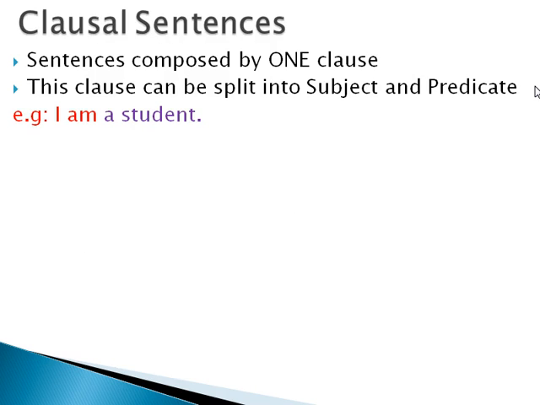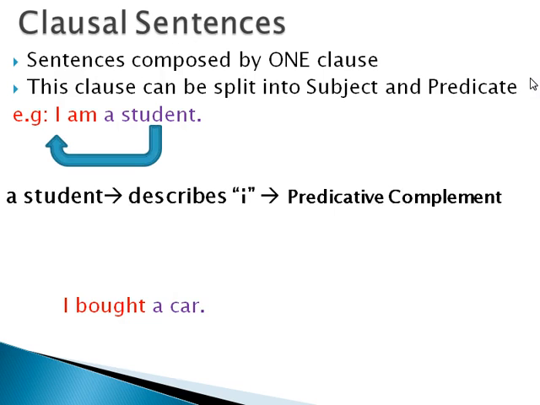In I am a student, I am something, okay? I should have chosen a different color for am, just to make sure I is the subject, red, and some other color for am, the verb. In I bought a car, we also have a car as the object. So, take a look at the relationship between I and a student. I equals a student. A student refers back to what I am. I and student are in a relationship of equality. A student describes I, so I call it a predicative complement.